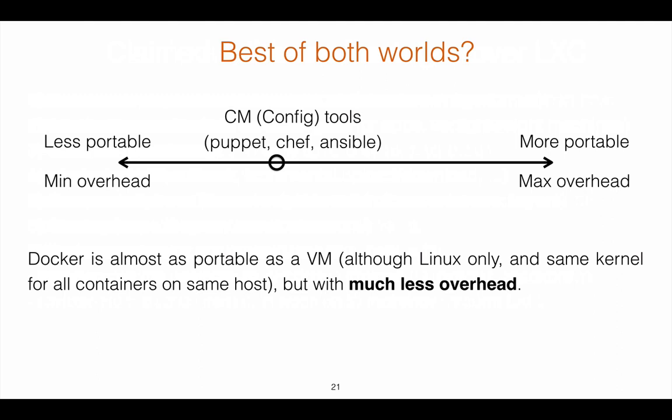In theory, this is the best of both worlds. Usually you had to compromise between minimum overhead but less portable, versus more portable like a full VM but a lot of overhead. And configuration management tools are something in the middle, like Puppet, Chef, Ansible. But in theory, Docker gives you almost the same portability as a VM, even though it's only Linux, even though you need to use the same kernel for all containers on the same host, but with much less overhead. So this is the theory of Docker. Then we're going to see how it works in practice.